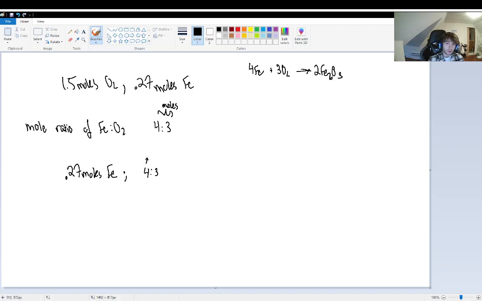4 moles of iron needs 3 moles of oxygen to react, so I need this over 1 mole iron on the bottom. So this is 4 moles iron, 3 moles oxygen, because I want to find how much oxygen I would need if iron fully reacted. The moles iron get canceled out. So it's 0.27 divided by 4 multiplied by 3.